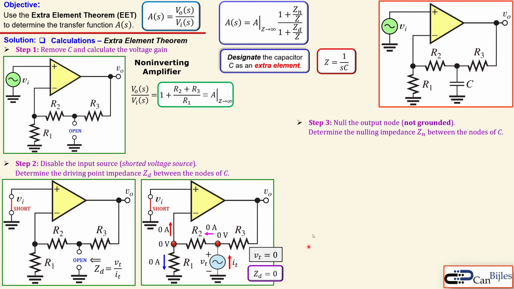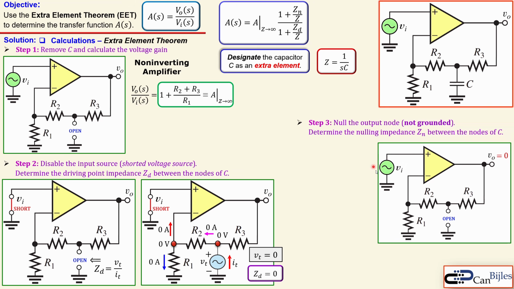Okay. Step 3 is nulling the output node. That is the step 3. That means not grounding. So we will actually set this here. Let me go back here. So we'll make that 0 volts. And we'll determine now what we call the nulling impedance Zn, which is shown here. Again, we will look between the nodes of our capacitor C, which is our excitation element.